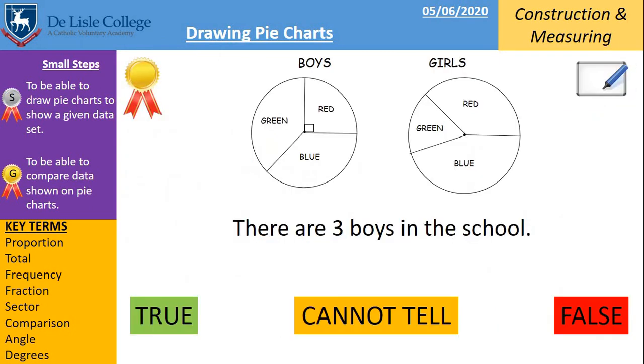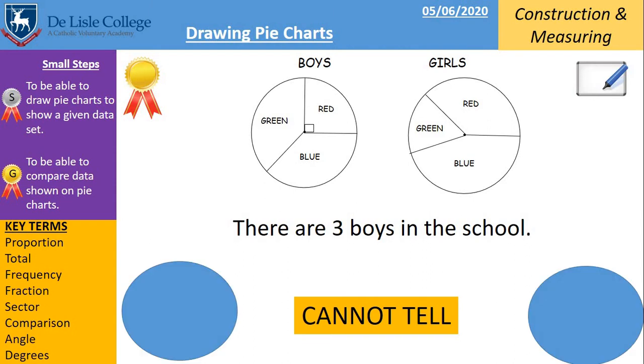Okay, so now we're going to have, rather than some multiple choice, it's true, false, or cannot tell. As these come up, you're going to pause it and make your selection, and then the answer will be revealed. So first up on this one, there are 3 boys in the school. We cannot tell.